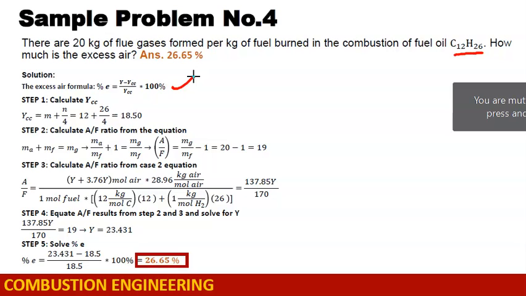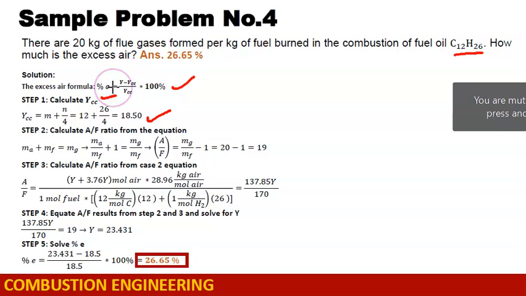So we need to solve for the values of y and ycc. Step 1, we solve for ycc. Since we have our fuel as C12H26, we just substitute into our equation for ycc. So our ycc is 18.5. The second step is to solve for y, but since we don't have the value of y in the given yet, we need to solve for the air-fuel ratio from our equation, and from that, we find a way to solve for y.